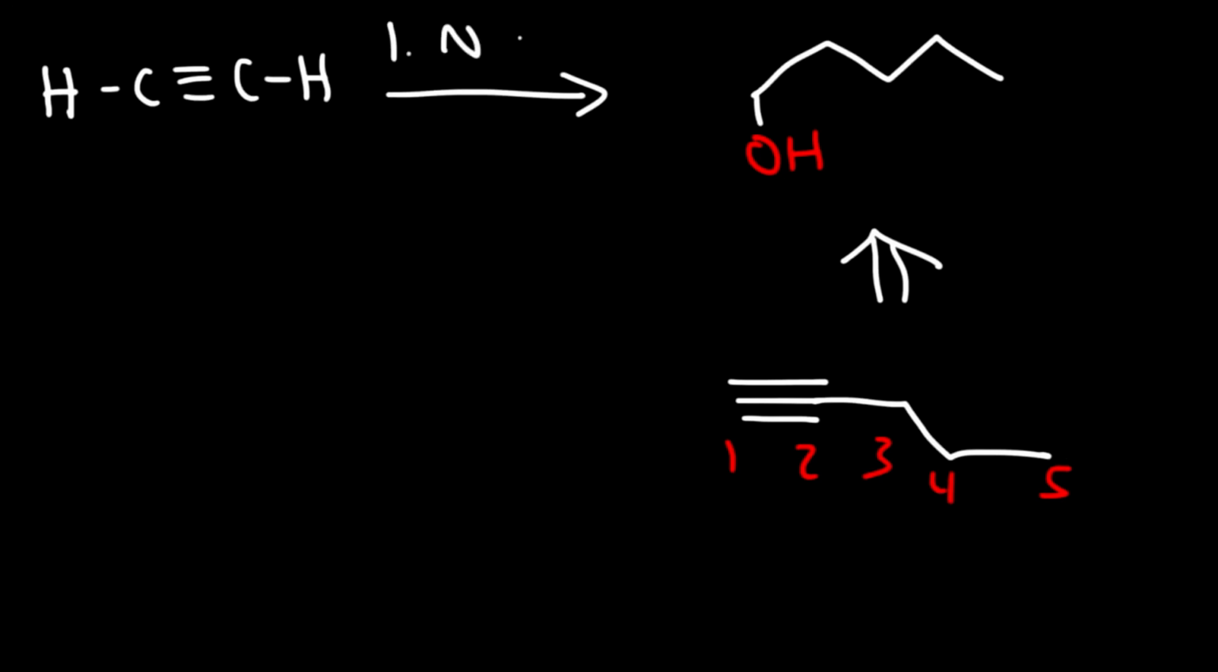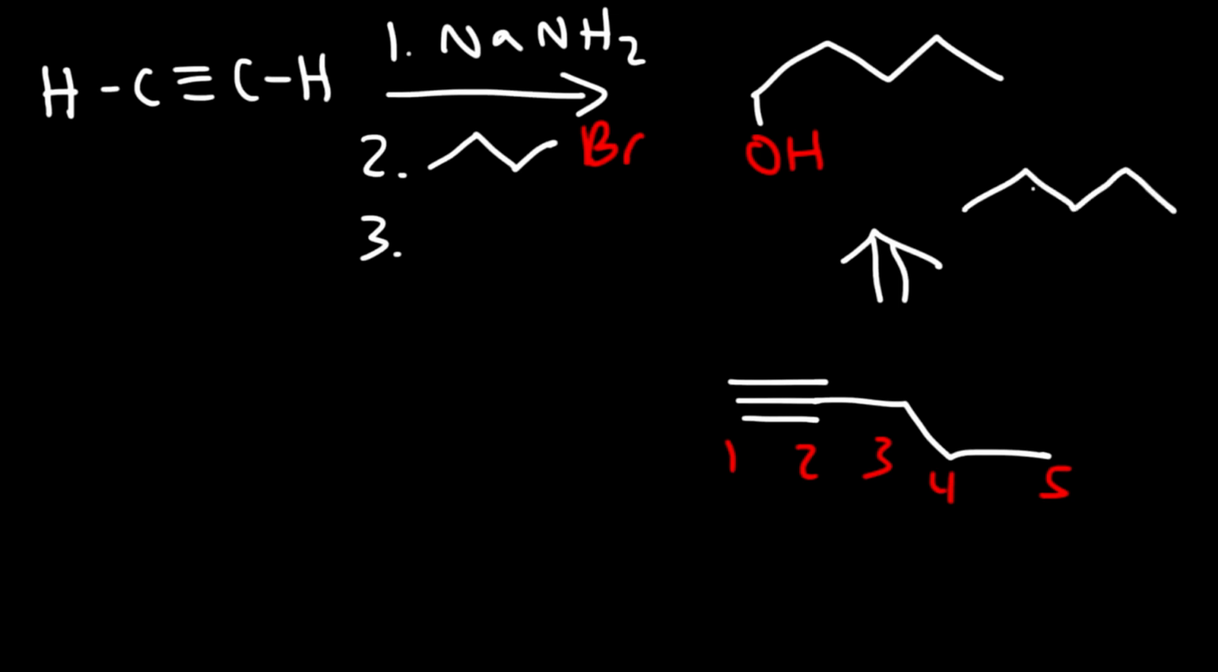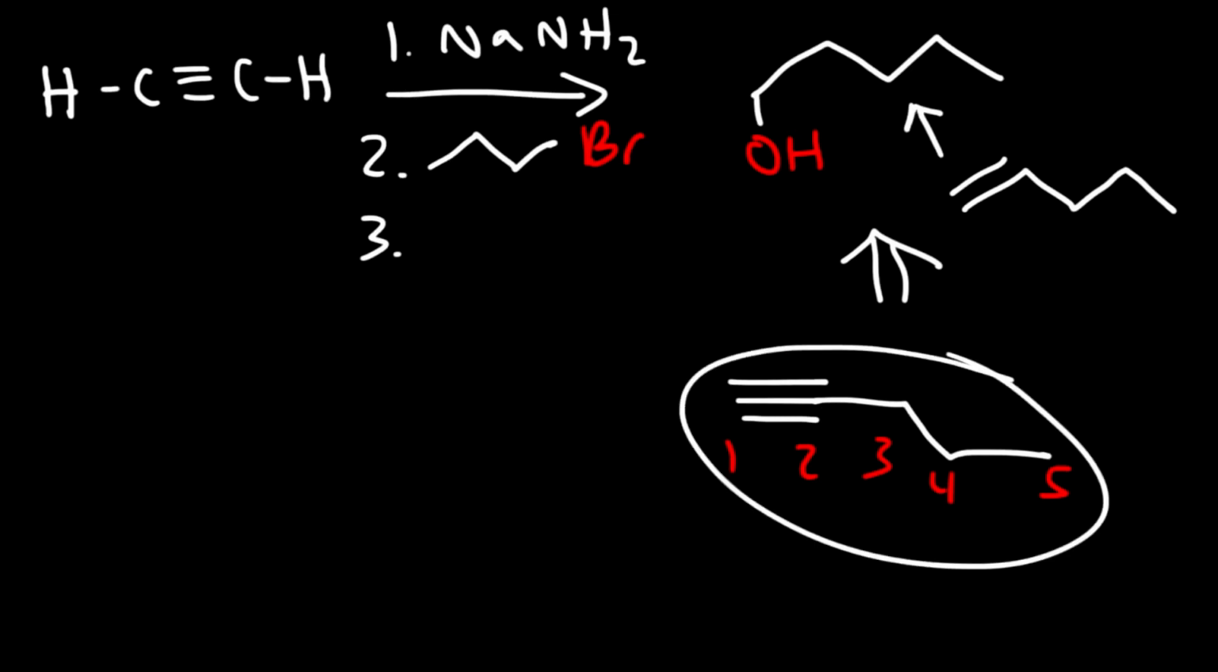So in step 1, as always, will be sodium amide. And then step 2, we're going to add the propyl bromide to get the 3 carbons. And then step 3, actually, before we do this, before we get this alkyne, we need something else. We need to convert this into an alkene and then use hydroboration to get the alcohol. So right now, after step 2, we have this product.